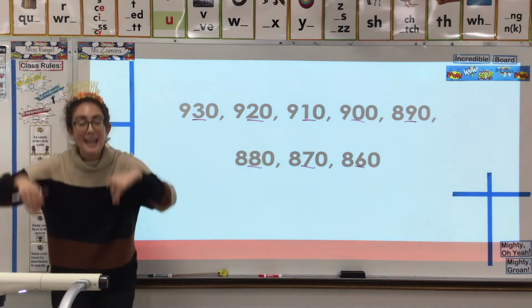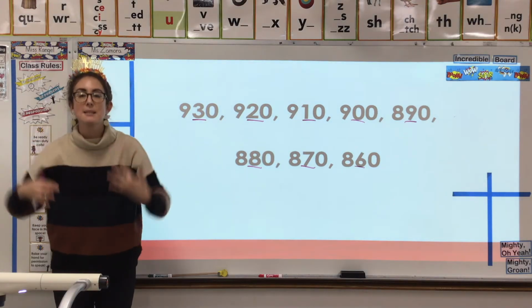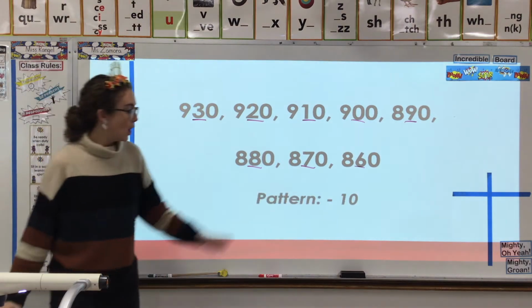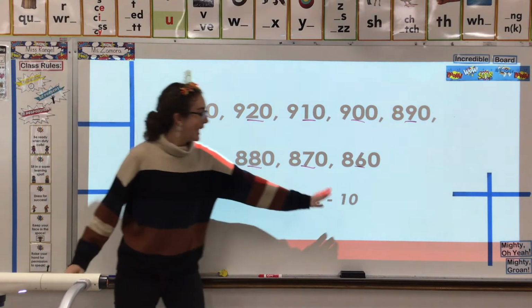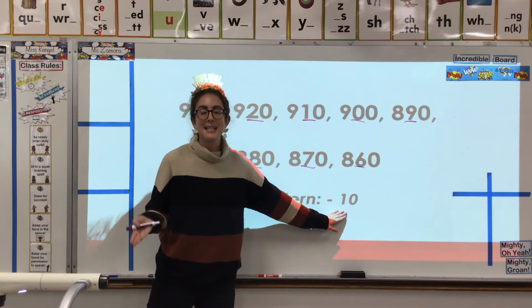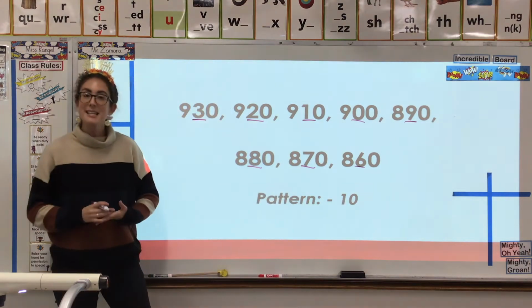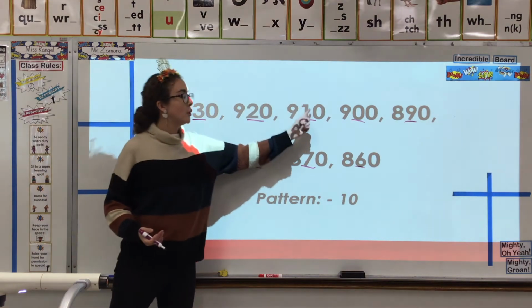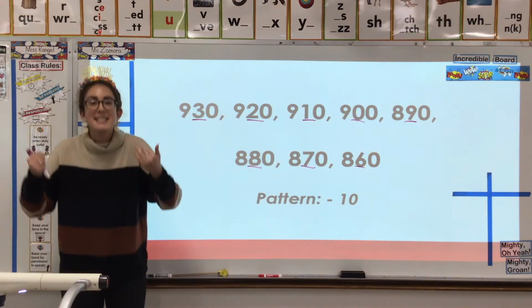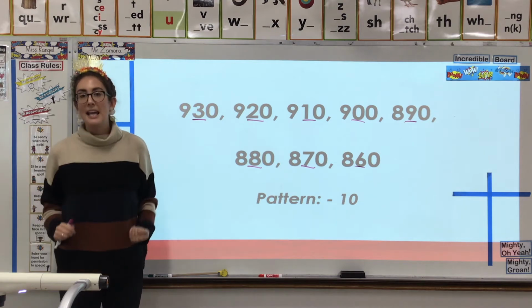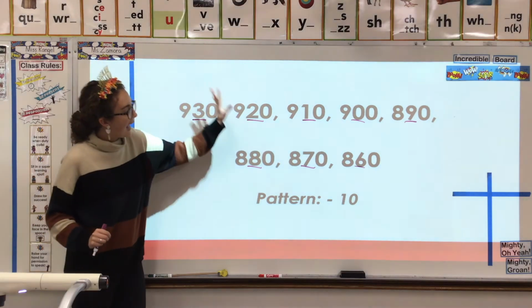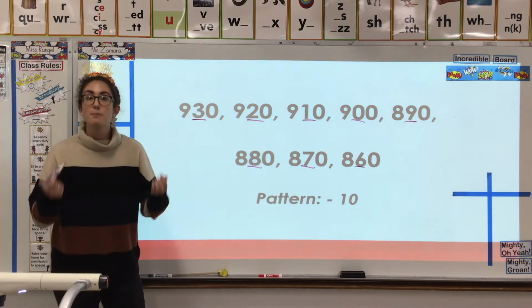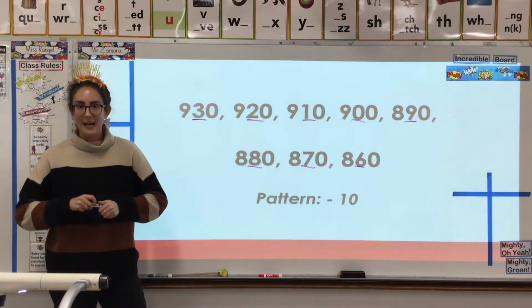We're counting down. The numbers are getting smaller every single time. That means our pattern is minus 10. We're subtracting 10 every single time. Each new number we count is 10 less each time. And every jump is the same, so it's a pattern of minus 10 every time.